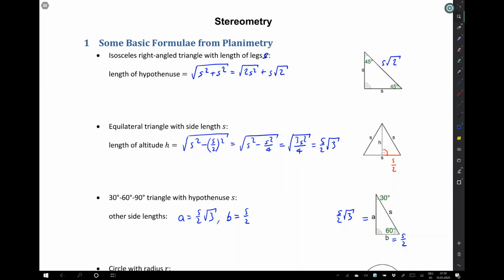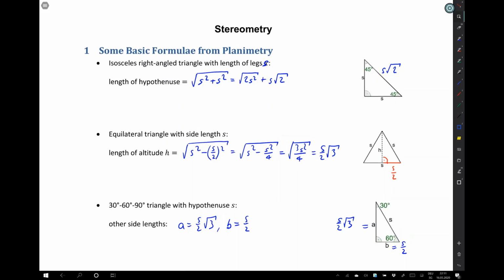The new topic that we start with now is stereometry, which means geometry in space or just the geometry of solids. Solid is in German "ein Körper". As a start, let us look at some basic formulae from planimetry, and I'll let you complete the script on your own based on what you see here.